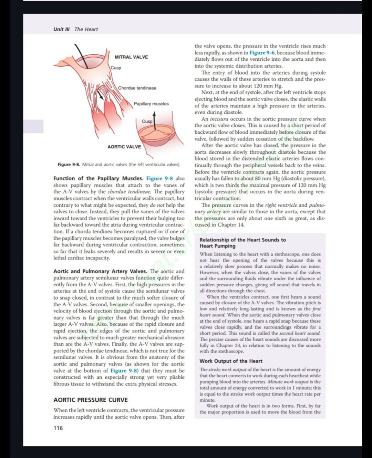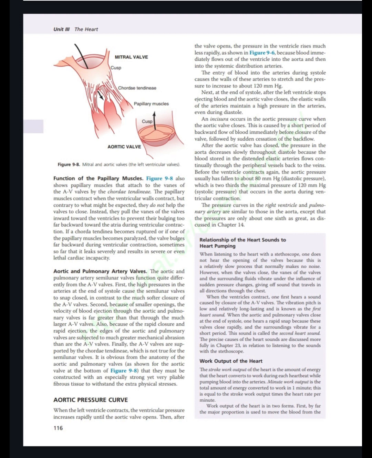Papillary muscles are attached to the vanes of the AV valves by the chordae tendineae. The papillary muscles contract when the ventricular walls contract, but contrary to what might be expected, they do not help the valves to close. They pull the valves inward toward the ventricle, preventing their bulging too far backward toward the atria during ventricular contraction. If a chorda tendinea becomes ruptured, or if one of the papillary muscles becomes paralyzed, the valve bulges far backward during ventricular contraction, sometimes so far that it leaks severely and results in severe, even lethal cardiac incapacity. Aortic and pulmonary artery valves.